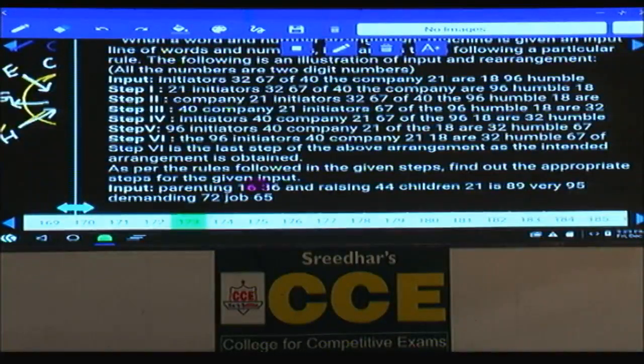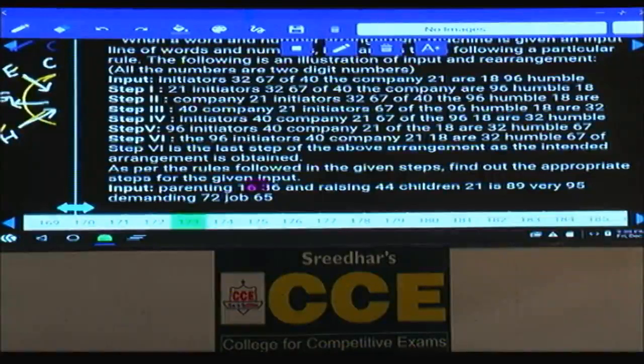Now the words, if you observe here: initiators, company, humble, of. And similarly the numbers 96, 40, 21, 18, 32, 6. Is there any specific pattern followed among these elements? What is the specific pattern followed here?